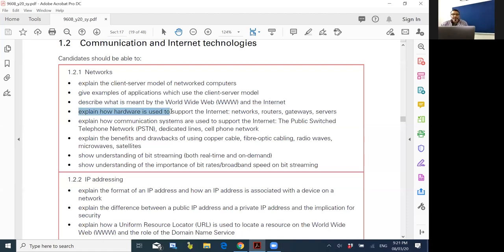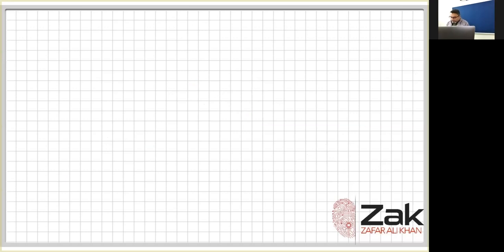Now, explain how hardware is used to support the internet, which is networks that we have already discussed, routers, gateways, servers, and explain how communication systems are used to support the internet: the public switched telephone network, the network that we use for our landlines and dedicated lines, if someone has the guards and a vast amount of cash to lay their own lines, and then cell phone networks. So let's discuss it. So this is about hardware and software needed to support the internet.